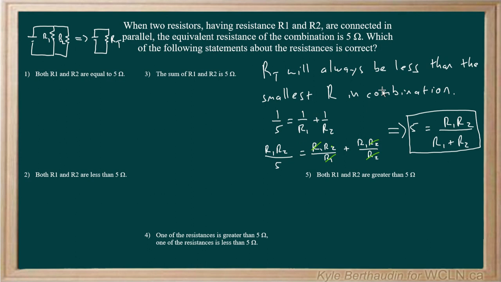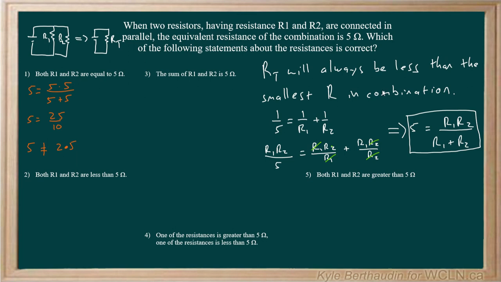So let's look first at statement 1 that I have listed here. Both R1 and R2 are equal to 5. Well, let's see if that's true. Using the equation that I just put a box around, let's see if we can get the left-hand side equaling the right-hand side by assuming that R1 equals R2 equals 5. So we would have 5 equals 5 times 5 divided by 5 plus 5. So we would have 25 divided by 10, which would tell us that 5 is equal to 2.5. Well, that's not true. So statement 1 is false.